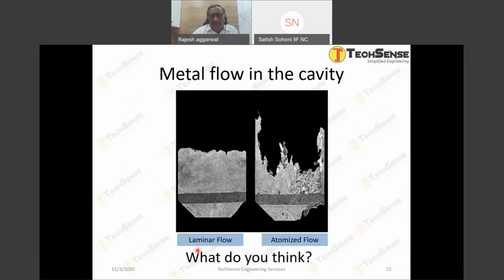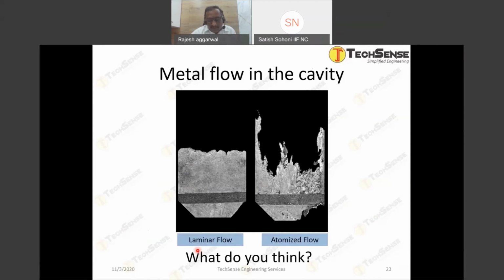How does the metal flow inside the cavity? Is it a laminar flow or is it an atomized flow? As far as the high pressure die casting process is concerned, it is atomized flow. Because, as we saw, the solidification time of the liquid metal is very, very fast. It is in milliseconds. It is not in seconds, it is in milliseconds.